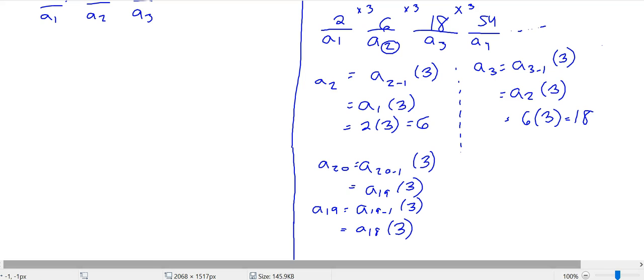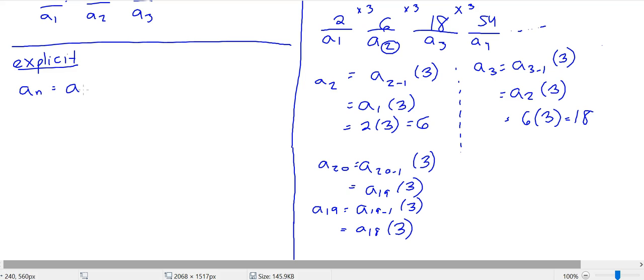So another way we could define our geometric sequence is with an explicit definition. The explicit definition of a geometric sequence is a sub n is equal to a sub 1 times r to the n minus 1. You do not need to memorize this. It's on the formula sheet on the Regents.